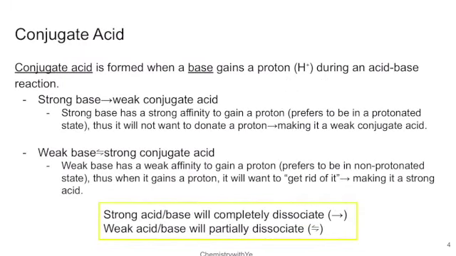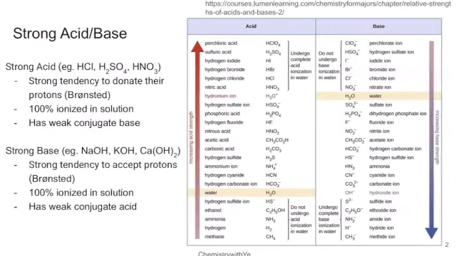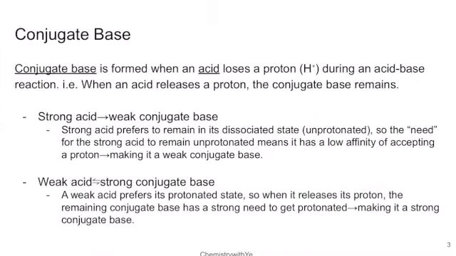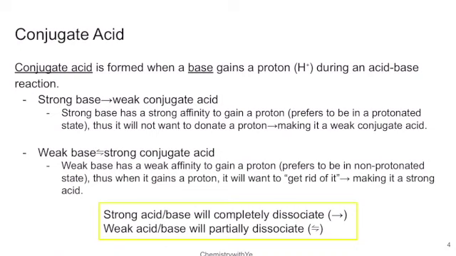So a conjugate acid is formed when a base gains a proton during an acid-base reaction. A strong base results in a weak conjugate acid because a strong base has a strong affinity for gaining a proton because it prefers to be in its protonated state. Thus, it will not want to donate a proton, making it a weak conjugate acid. Going back to the definition of a Brønsted acid, it is a substance that wants to donate a proton. So if it does not want to, it means it is a weak acid.